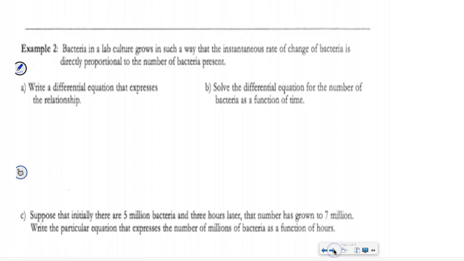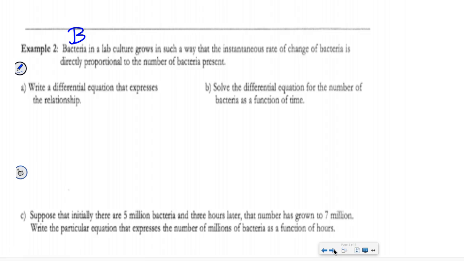Now that was a lot of words, so we're going to go do an example. I'm going to take that bacteria example and run it through. So bacteria in a lab, let's call that B. If it was people in a pool, call it P. If it's money in a bank, call it M. Make sure your variables represent what you're finding. Don't call them Y's and T's.